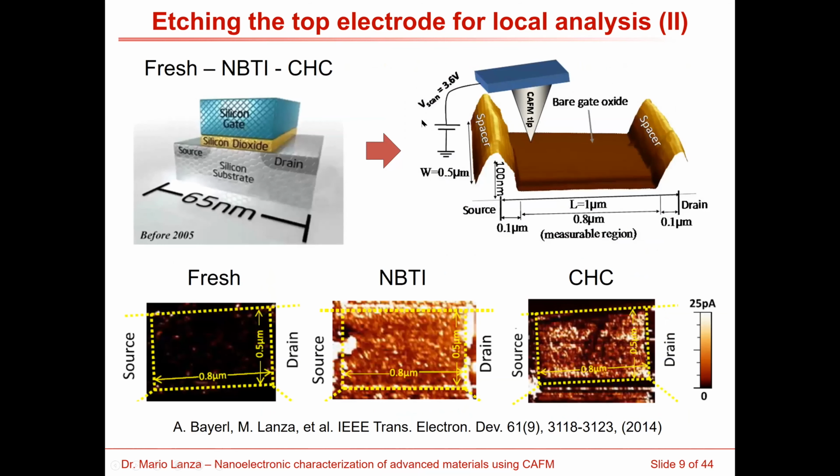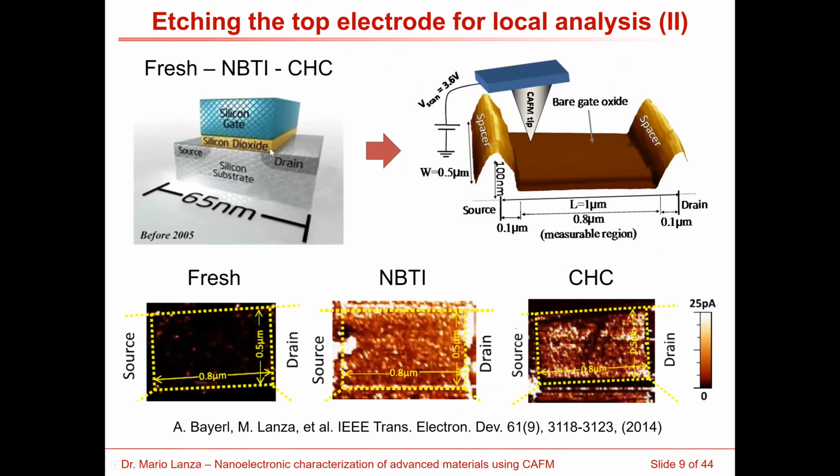However, this can also be done to analyze the degradation of other types of devices, like, for example, field effect transistors. In this paper, we have different field effect transistors. In this case, we have 3. We have stress, 2 of them, one by NBTI and the other one by channel hot carriers.